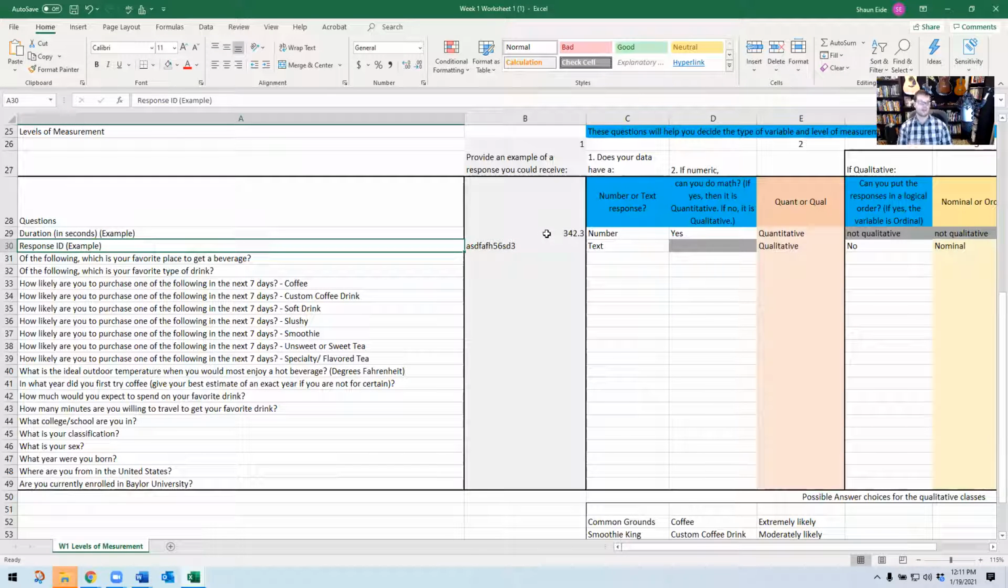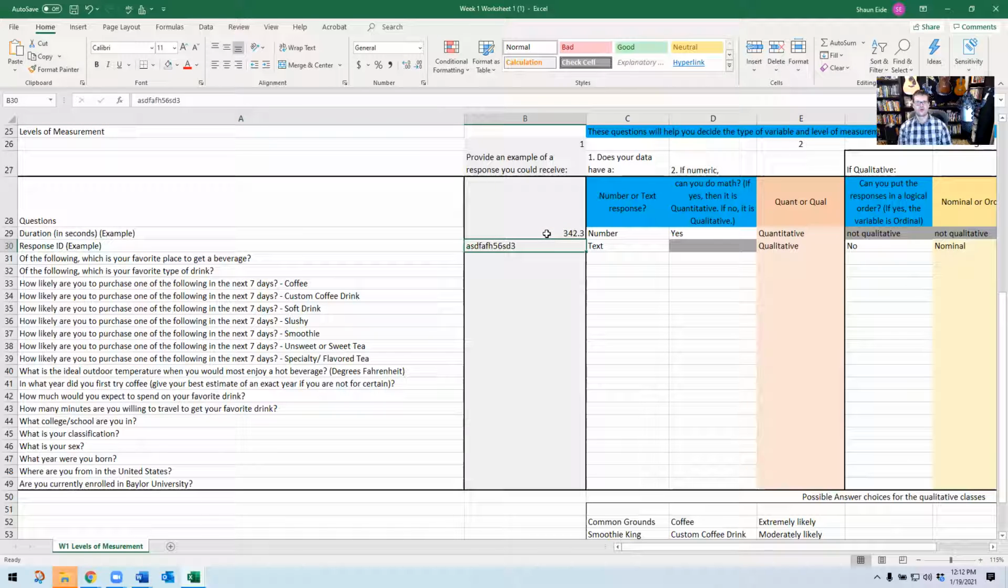So let's look at this next one too. Response ID. Now this one's actually unique, and the reason why is because it is qualitative-ish, but it's really kind of weird. So a response ID is actually a unique identifier that is text. And can you do math with it? The answer is no, because number one, it's not quantitative. It's not numbers. And so therefore it's qualitative. And then if it's qualitative, can you put the responses in a logical order?